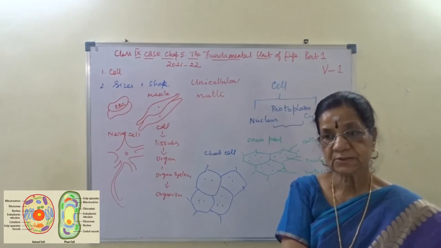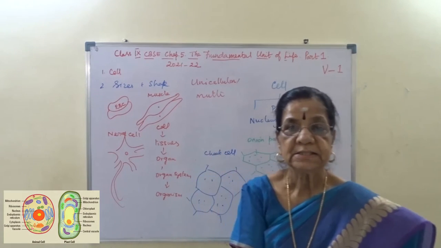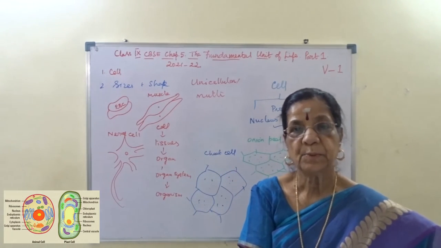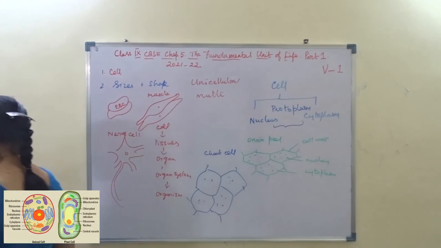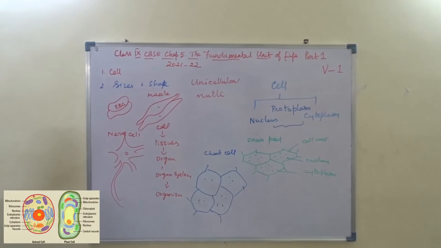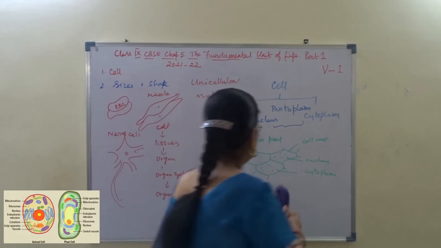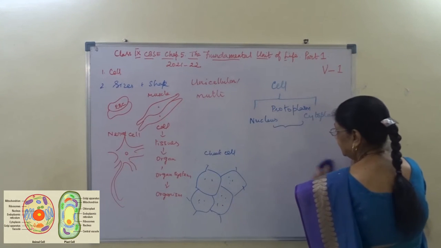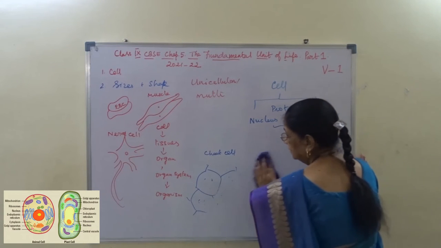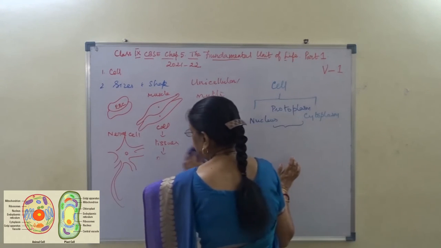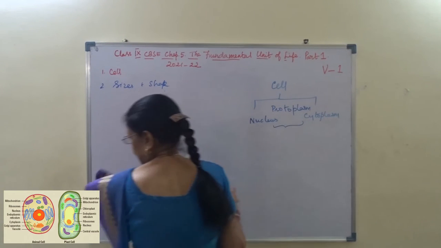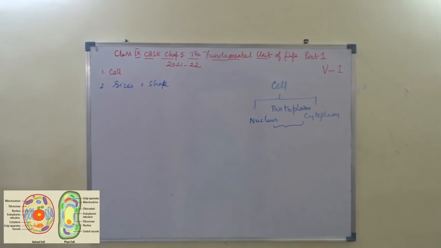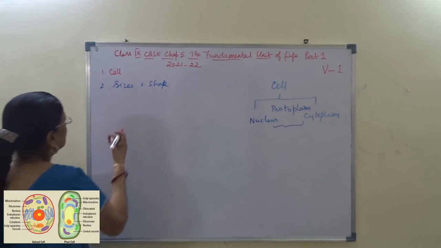So now first, the outermost layer, cell wall and cell membrane. Okay. Now the cell membrane, what do you understand? Cell membrane. It is present in plant cells and animal cells, and it takes part in the function of transport.